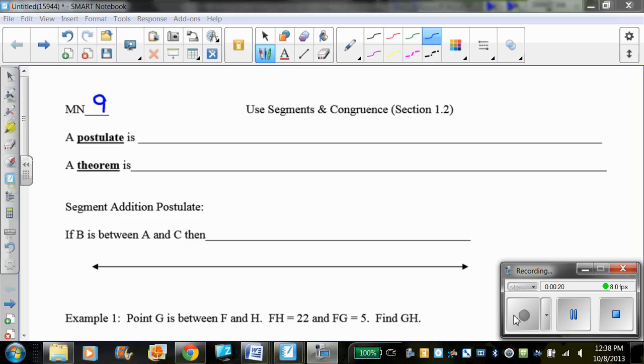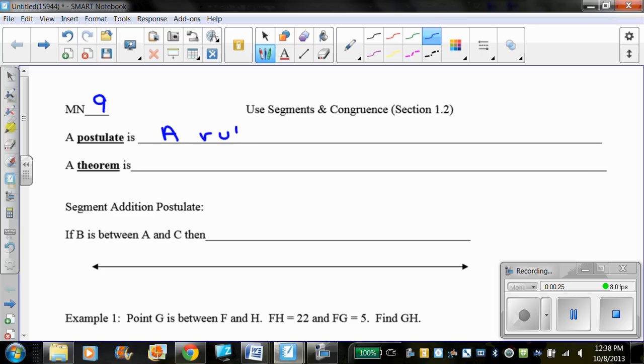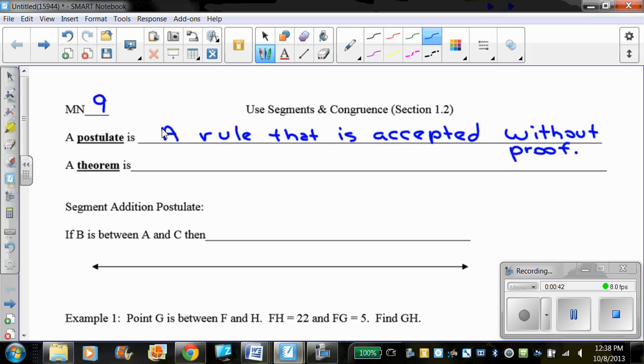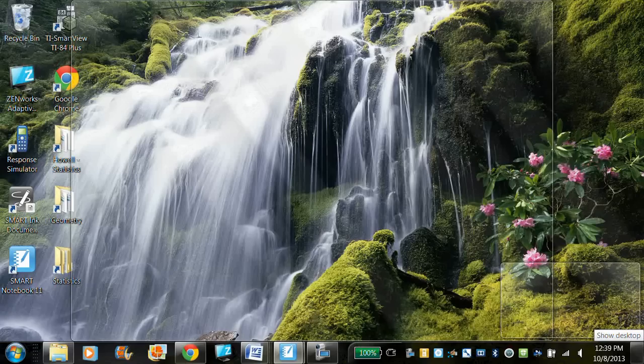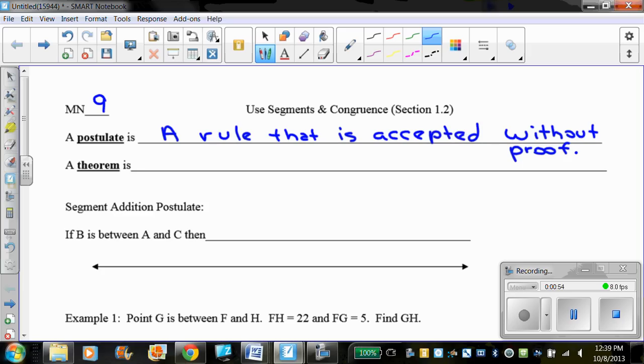A postulate is a rule that is accepted without proof. Sometimes I tend to think of a postulate as kind of the common sense approach, where, for instance, if it's raining outside, we can say, it is raining outside. We don't need to prove that it's raining outside. You can look and see. You don't actually have to go outside to decide that. A postulate is very much an accepted idea without feeling like you need to prove it.